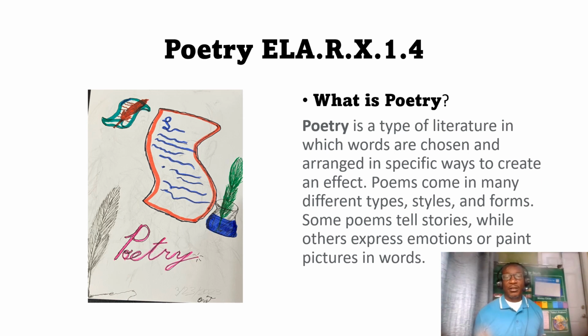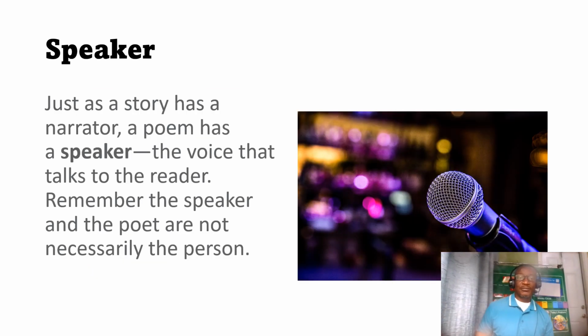What is poetry? Poetry is a type of literature in which words are chosen and arranged in specific ways to create an effect. Poems come in many different types, styles, and forms. Some poems tell stories, while others express emotion or paint pictures in words.